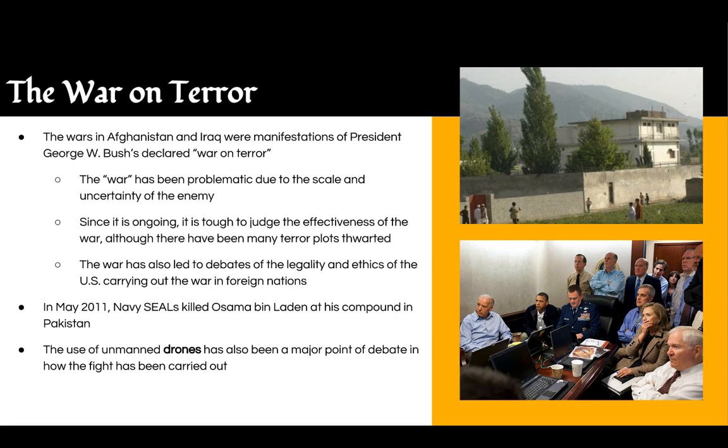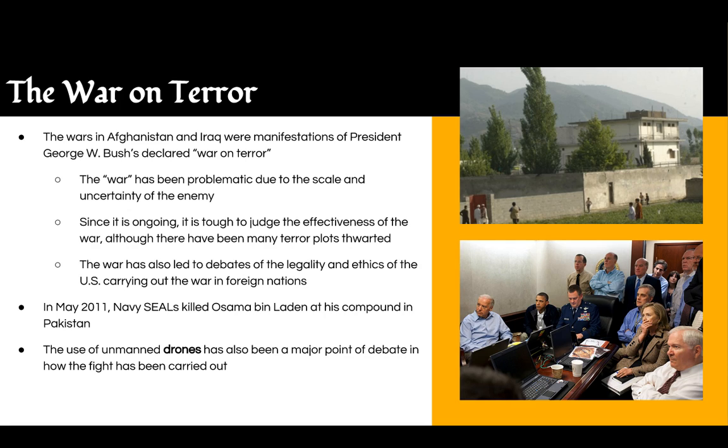Since it's ongoing, it's tough to judge the effectiveness. Although many terror plots have been thwarted, there have been many successful terror plots during this war. It has cost the United States, in some ways, a lot of respect of the world. In other ways, it has protected many countries around the world. It also has led to a lot of debates whether or not it is legal or ethical of the United States to carry out attacks in foreign nations.